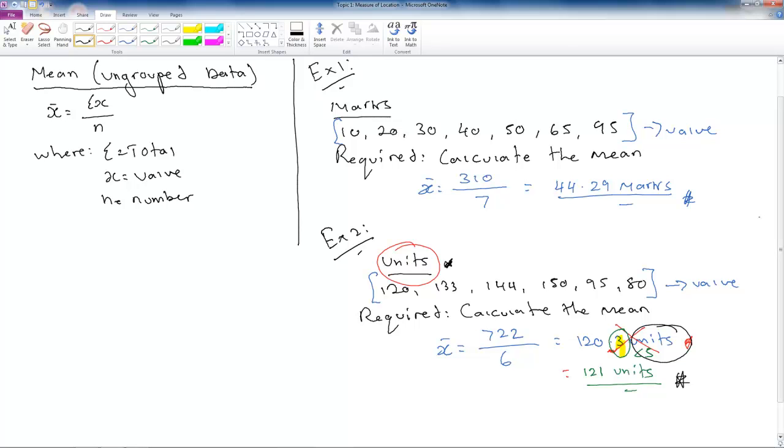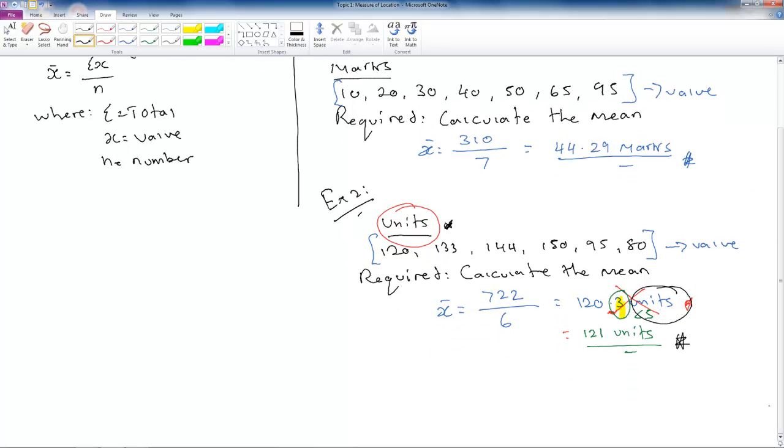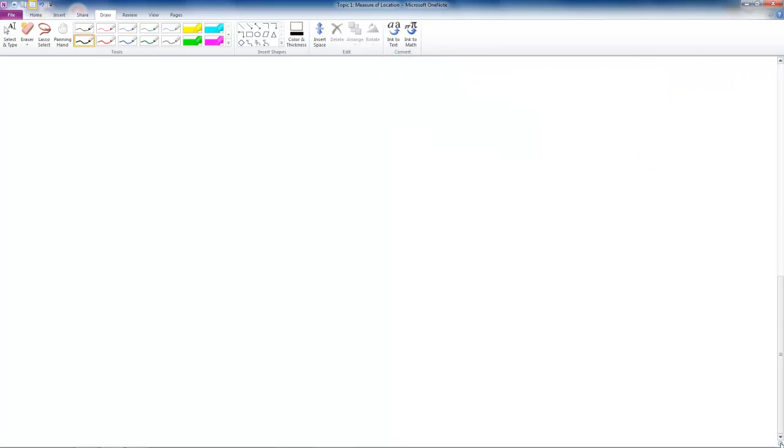So this is the calculation of the mean ungrouped data. Quite simple. Nothing much on the part of the ungrouped data calculations. So let us move on to the mean grouped data now.